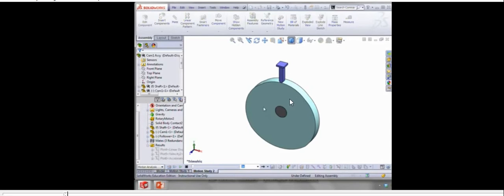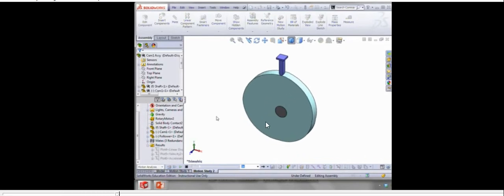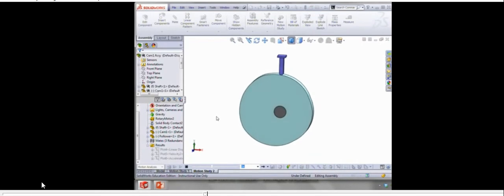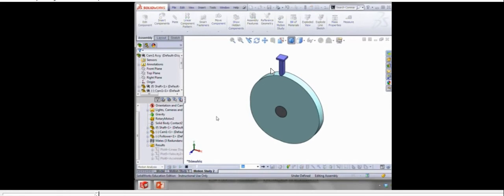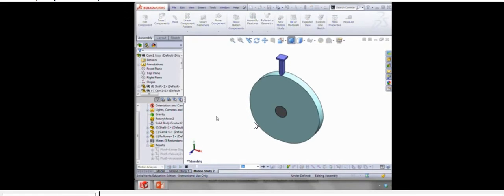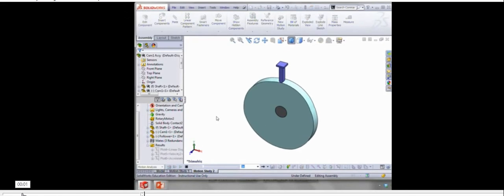Follower is that blue thing, and those who don't know, the cam is that oval shape or the irregular circular shape. That is cam. Because of that unique shape of that cam, we are having a follower rise, return and dwell. The cam is designed accordingly to the needs of the movement of the follower that we need. So again, just go through that. Once you get this idea, then it becomes easier.